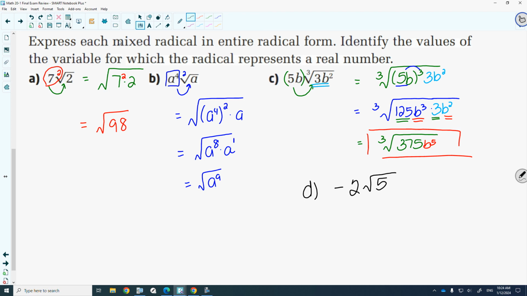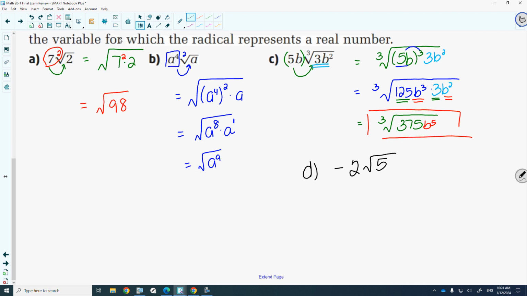Do you remember doing this one? Tessa? That's right. So I cannot put a negative underneath my radical if my index is even. You can't take the square root of a negative number. So what I need to do is I'm going to rewrite this as negative 1 times 2 root 5. Then that's going to equal to negative 1.